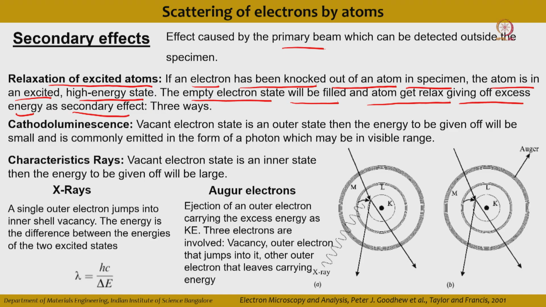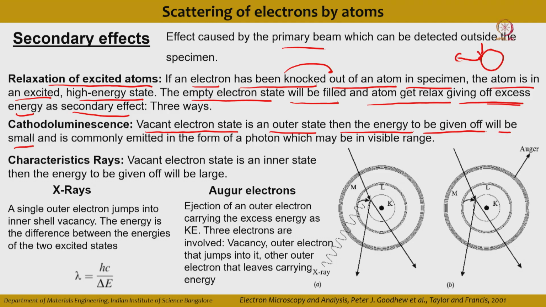Based on which type of electron is getting knocked out, different types of excess energies can be released as a secondary effect. The first type is cathodoluminescence. What is cathodoluminescence? When the vacant electron state is an outer state, meaning the electron on the valence shell is knocked out by the beam, then the energy to be given off will be very small.